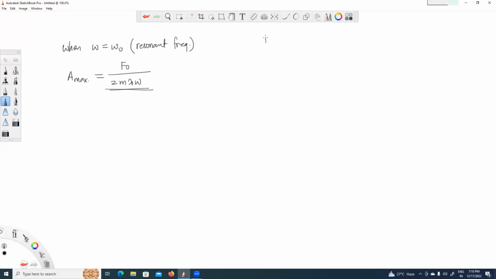Now suppose I plot this particular graph. If I take different values of forcing frequency, this is the forcing frequency, and let's take amplitude here. For the frequency where omega becomes equal to omega naught, my amplitude will be maximum. If I look at the graph, if omega is equal to 0, I'm applying a constant force, so I'll have a certain amplitude.